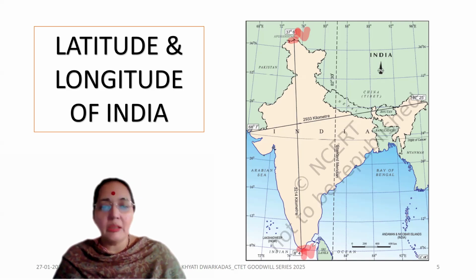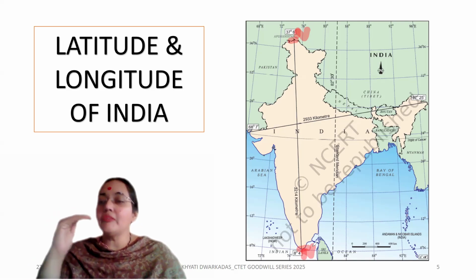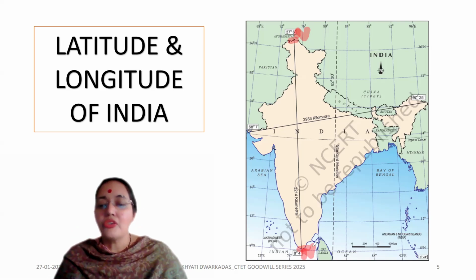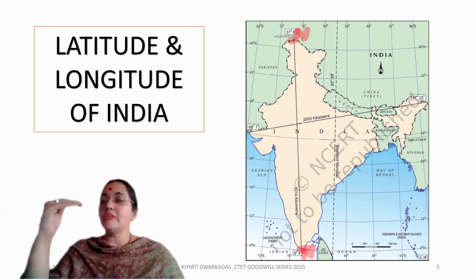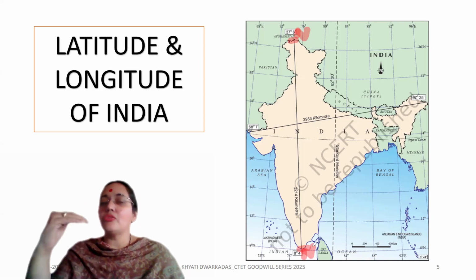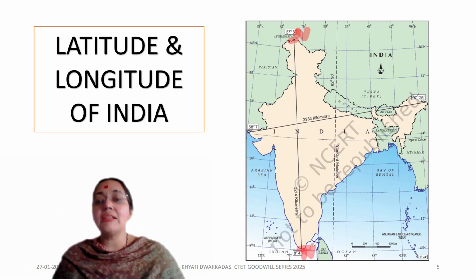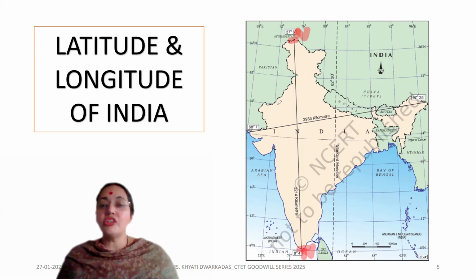We are above the equator, and as we all know, latitudes are measured north of the equator or south of the equator. So India is north of the equator, so the latitudes will always be written as north of the equator. Coming to the longitudes, these vertical lines that you see on the map.